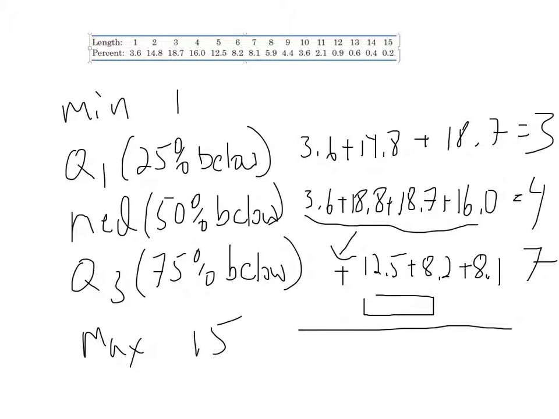Whatever this looks like, I don't have a good scale, but the minimum would be 1, 3, I know I'm not drawing this to scale, 4, 7, and 15. But that tells me that 25% of the data fell between the minimum and the lower quartile. 50% is less than the median. 75% is less than the upper quartile, and of course 100% is there.